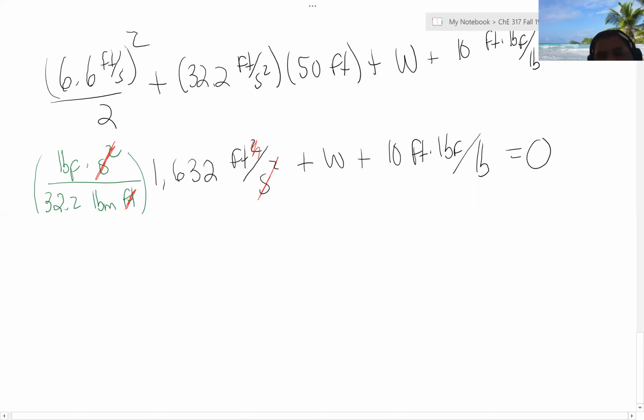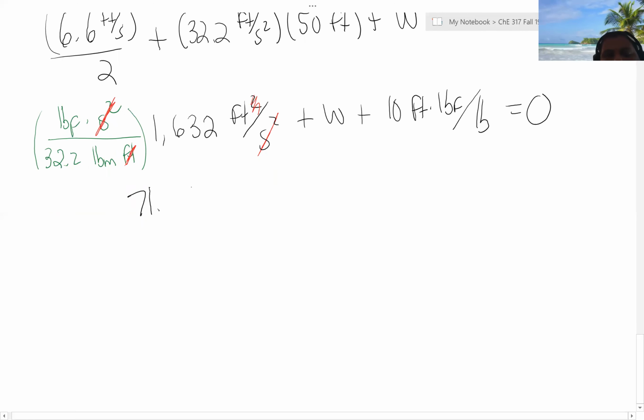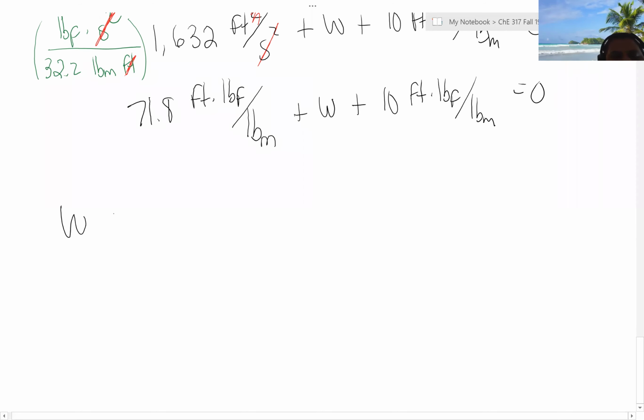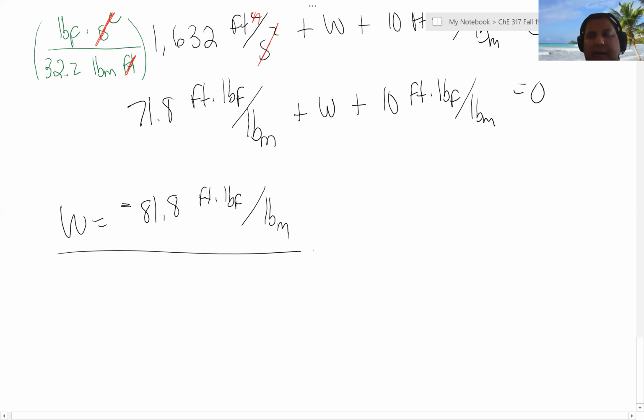So I'm left with approximately 71.8 foot-pound force per pound mass plus work plus 10 foot-pound force per pound mass equals 0. Or my work equals a negative 81.8 foot-pound force per pound mass. So that's my work. Now I just need to come up with our power.